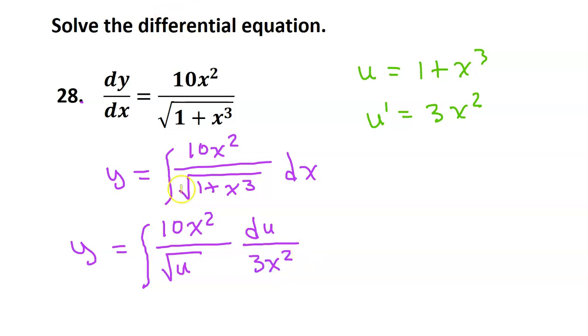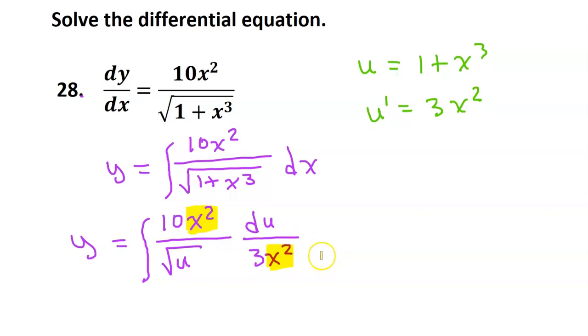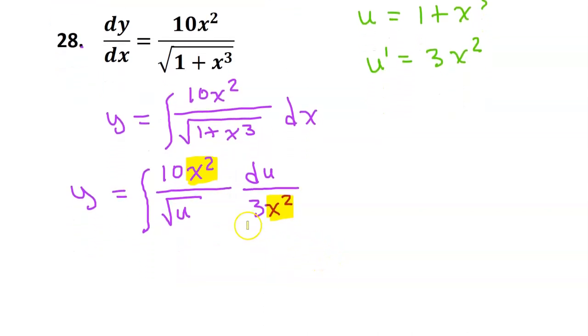What cancels out? Luckily, this x squared cancels out with this x squared. We still have these constants sitting around, the 10 and the 3. So this is going to make a fraction out in the front of 10 over 3. That's going to leave 1 over the square root of u.